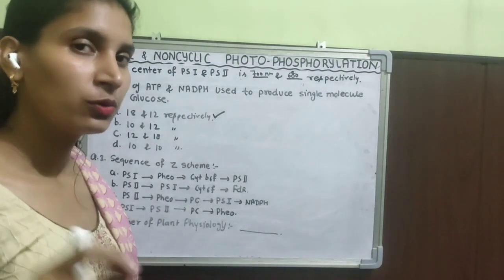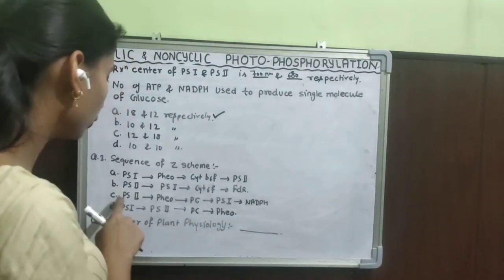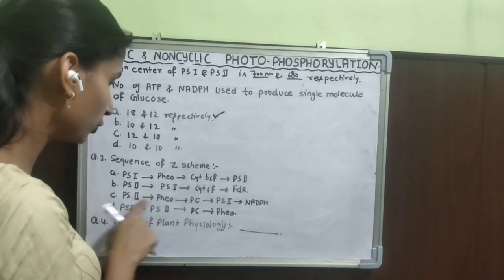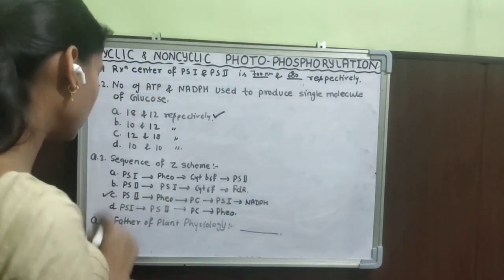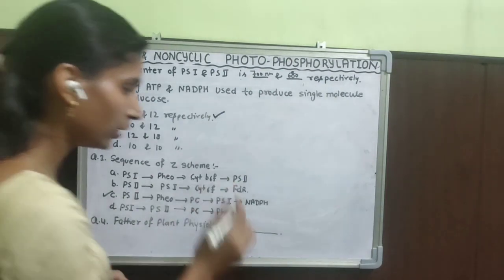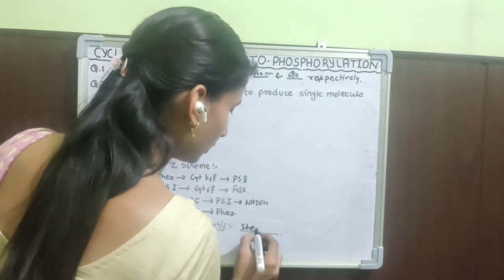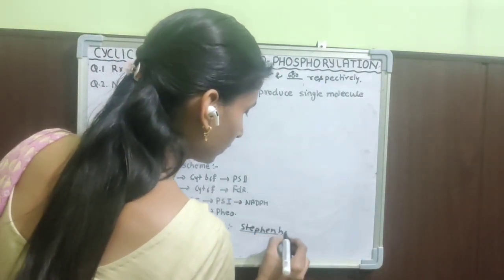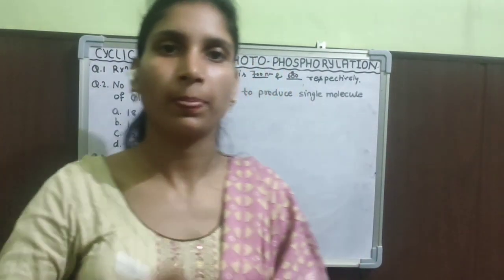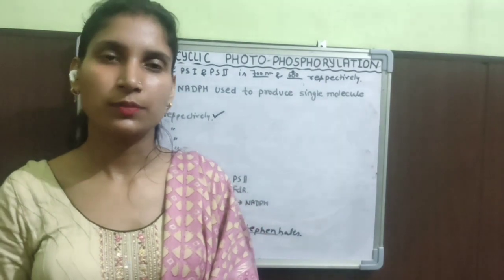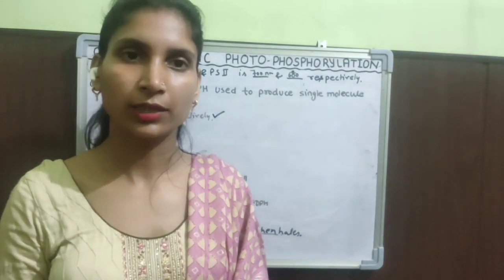Now for the sequence of the Z scheme, to opt for the correct sequence you have to know what non-cyclic photophosphorylation is. So this is photosystem 2 to pheophytin, plastocyanin, photosystem 1 and NADPH. This is the correct one, and the father of plant physiology is Stephen Hales. This is the correct answer. So these are some questions which came in the last few years. Thank you so much.